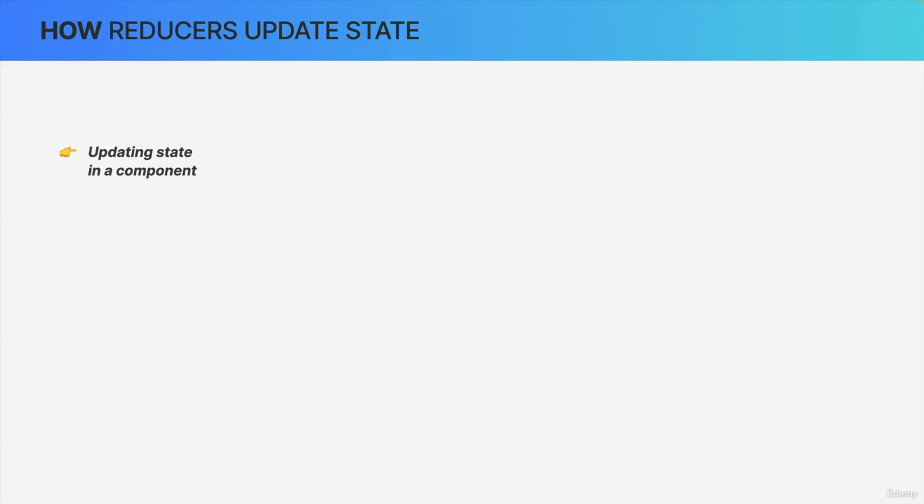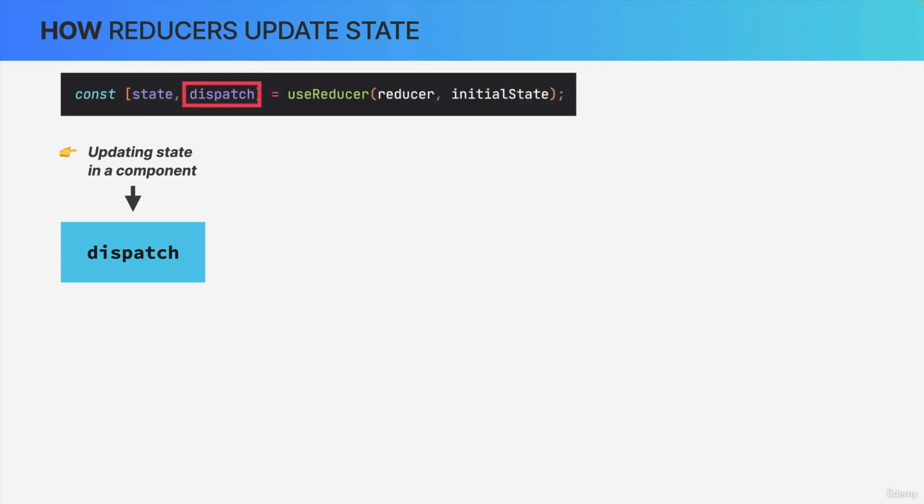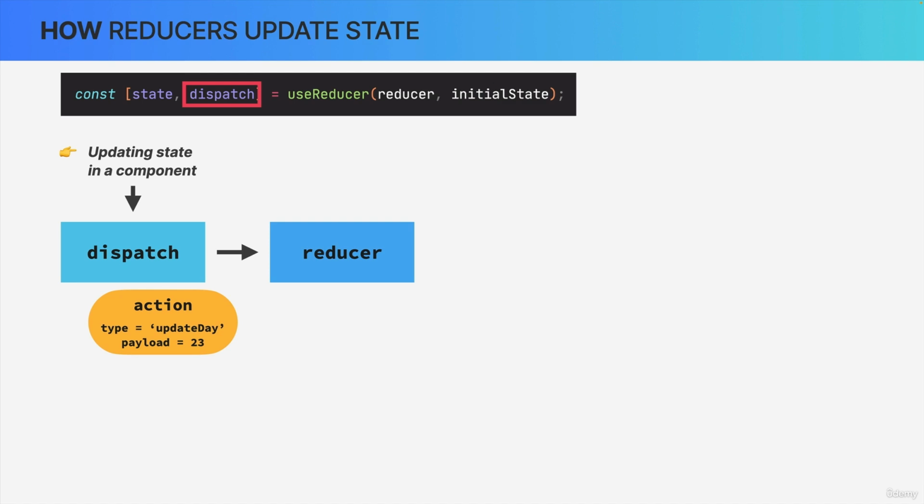Well, that's right. We call the dispatch function that we got back from useReducer in order to dispatch an action to the reducer. And this action, as we learned before, is an object that contains information for the reducer. So information about how the reducer should update the state. In this case, the action type is update day and the payload is 23, which probably means that the reducer will set the day state to 23.